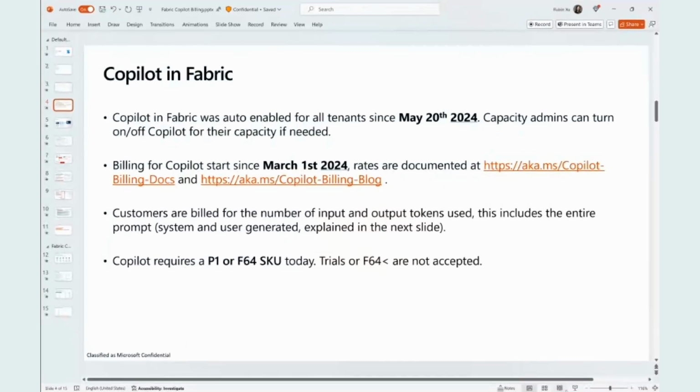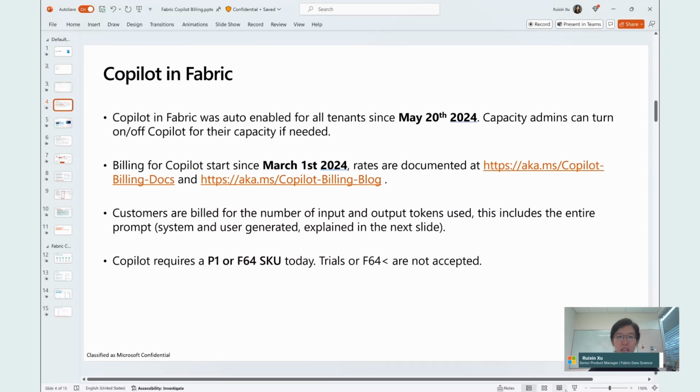Is that right? Yes. Microsoft has already turned on Copilot for Fabric for all tenants since last month, and the billing for Copilot started on March 1st. We have published the rates in a document and a series of blogs, but I'm happy to go through it today. Generally speaking, customers will be billed for the number of input and output tokens used. This includes the entire prompt, like the sentence you input to Copilot as an instruction, as well as the system-generated one, which we'll explain in the next slides.